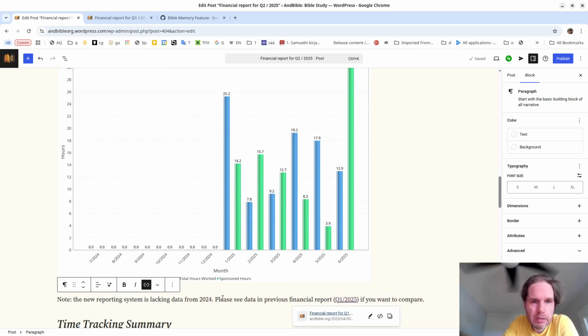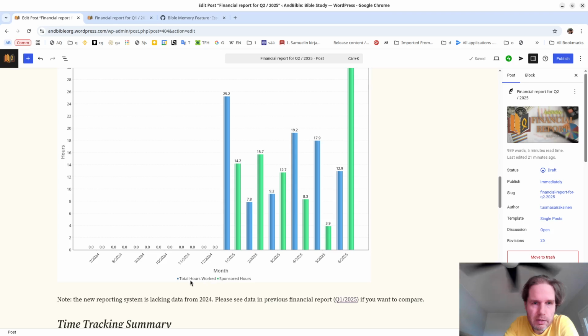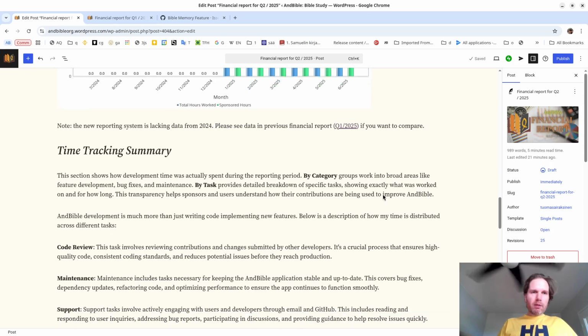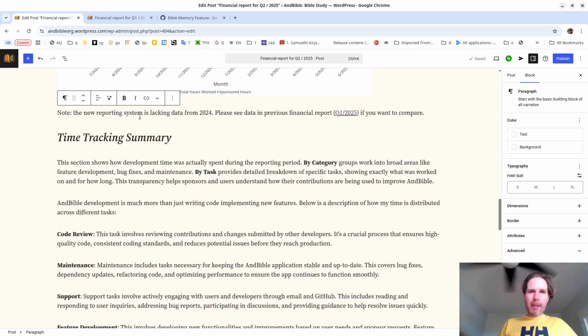And as you see, this is showing, for example, in May that I was working a lot more than there was funding, and then we see that in June we get a lot more funding than I was actually working. So this is also showing some data about what kind of situation financially there is.